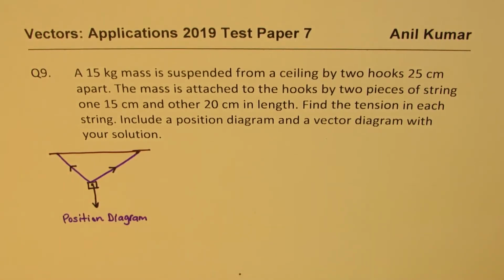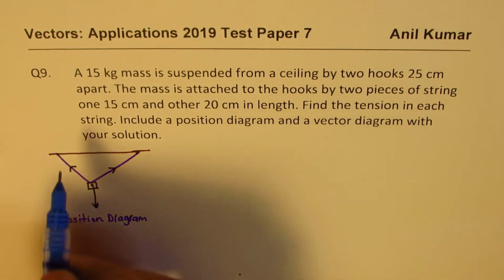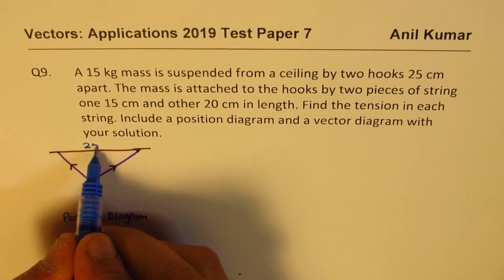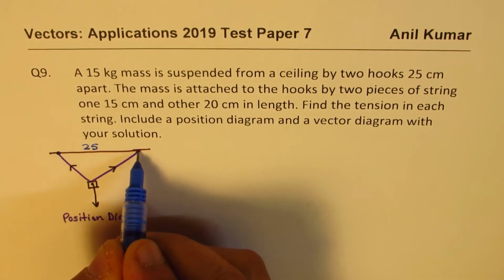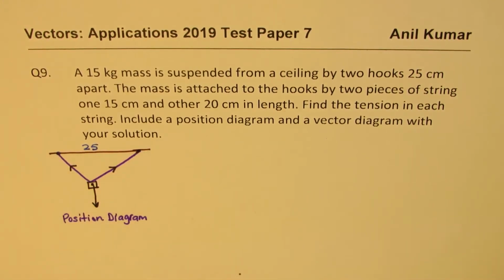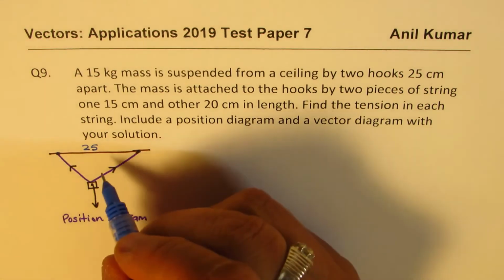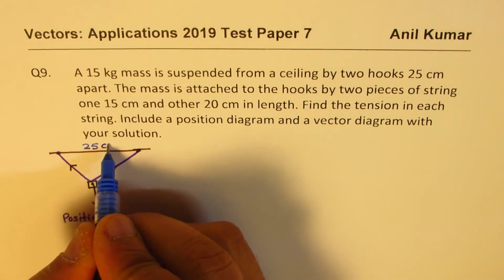Now, to complete this position diagram, we need to fill in all the values, correct? So we only know the three sides actually. This is 25 centimeters, the distance between the two hooks, and the length of the strings, which is 15 and 20 centimeters. So all units are in centimeters.